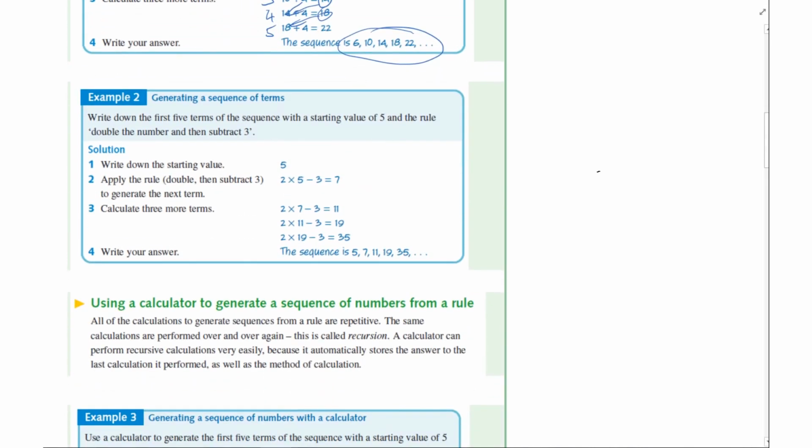Here's another one. Write down the first 5 terms of a sequence starting with a value of 5. That's going to be my first number, and the rule is double the number and then subtract 3. So I'm going to double 5 and subtract 3. That's 2 times 5 equals 10, minus 3 gives me 7. That's my second number. I use that there. So 2 times 7, I'm doubling it, gives me 14, minus 3, 11. That's the third. Then I go 2 times 11. You see, I'm using that 11 there. That's the fourth, and I get 19. Use that there, apply the rule as I've got here, and that gives the fifth number. So there I've got 5 numbers.